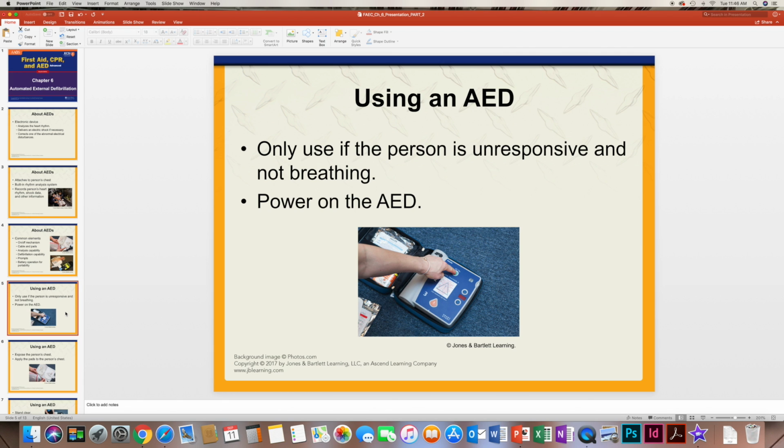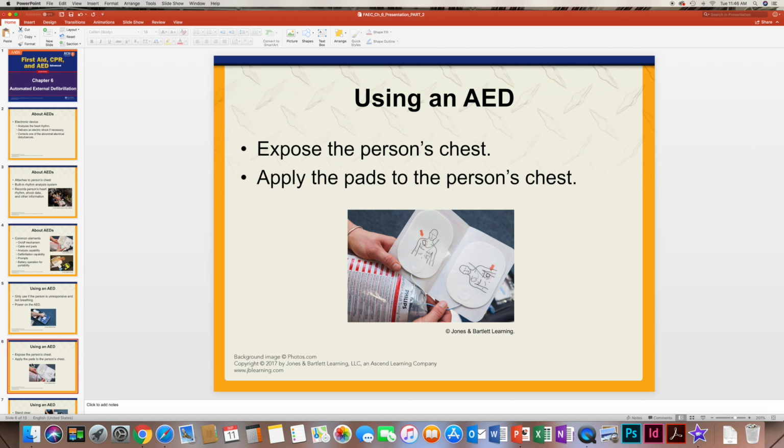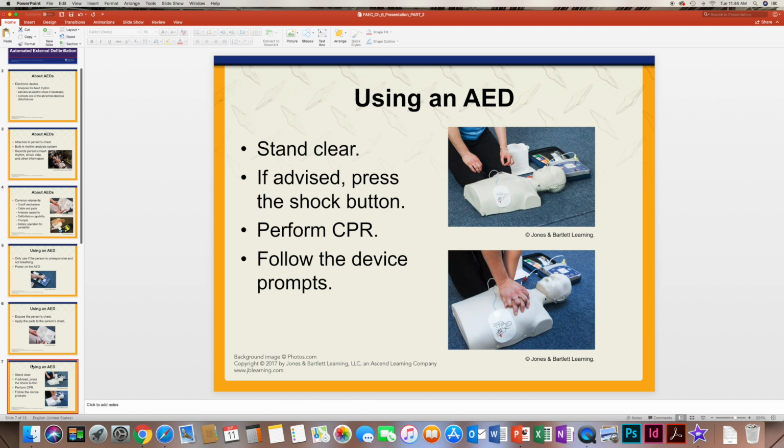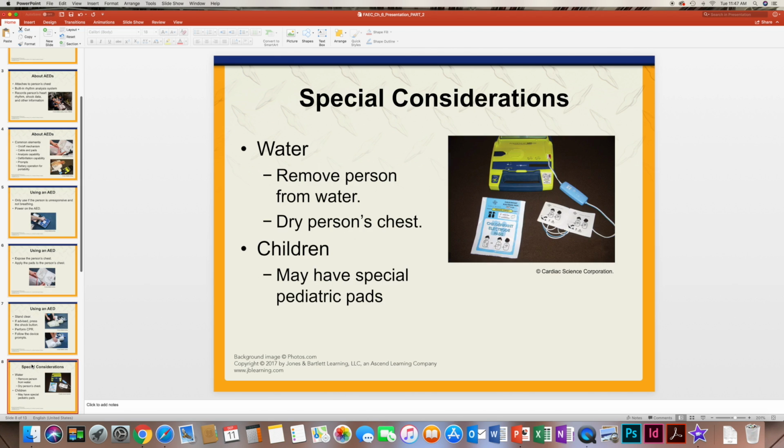Only use an AED if the person is unresponsive and not breathing. Power it on, expose the person's chest, and apply the pads to the person's chest. There are directions on the pads, but if you are trained, you will know exactly where to place the pads. Stand clear, and if advised, press the shock button. If it analyzes that a shock is needed, it will tell you to press the button. If it tells you no shock is needed, then you do not press that button. Perform CPR and continue following the device's prompts.